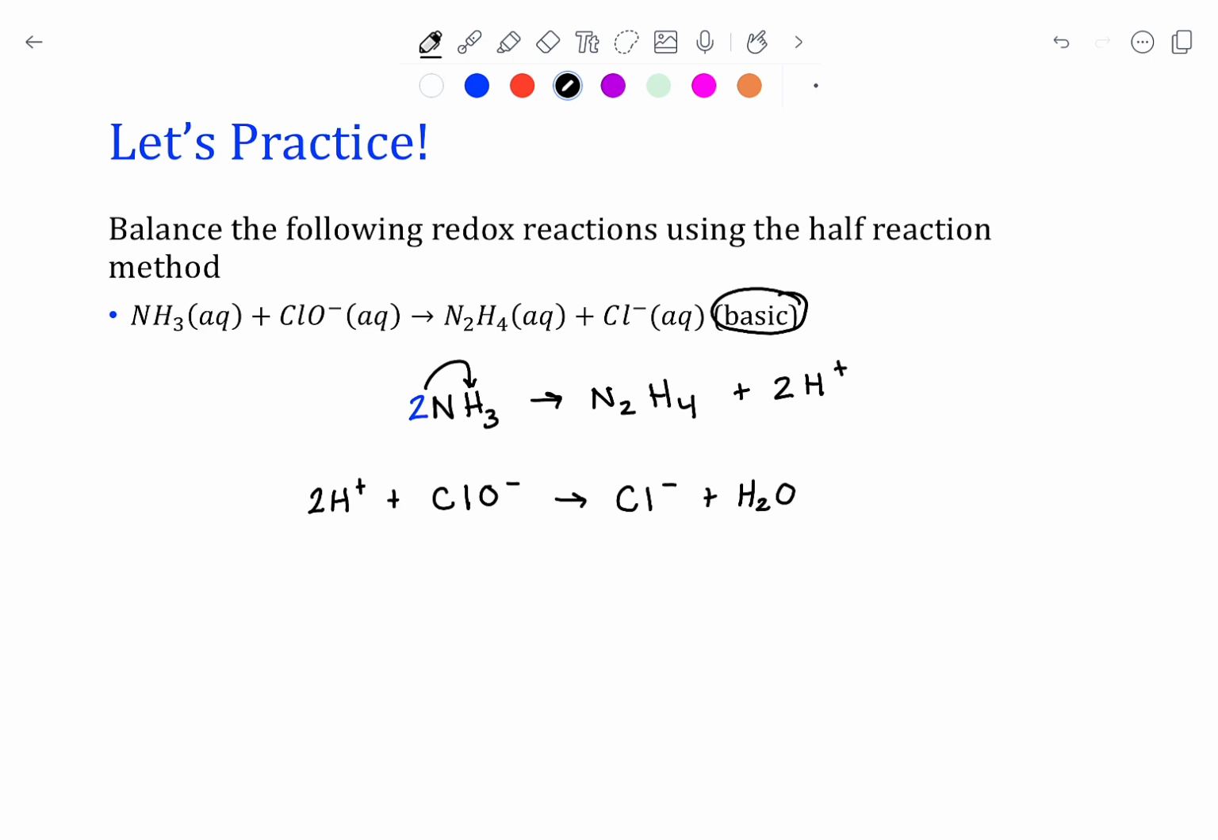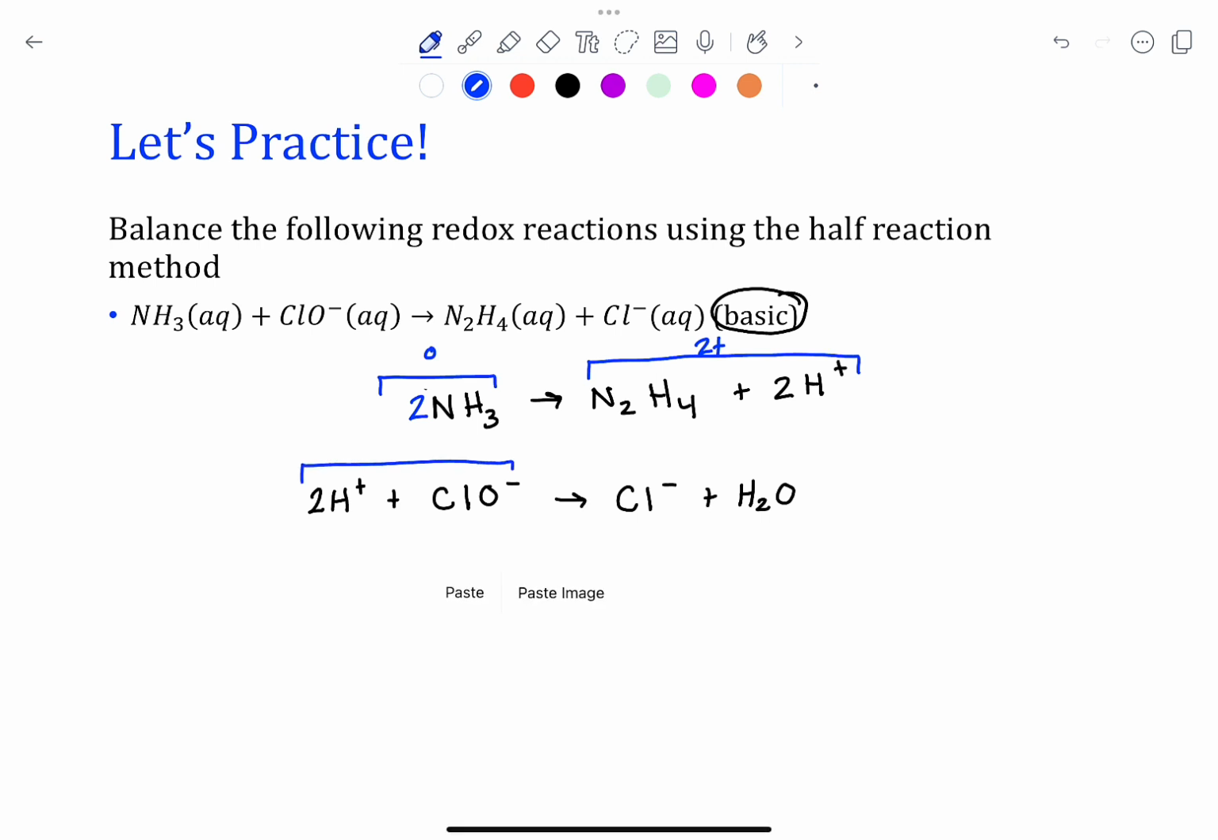And now we are completely balanced in terms of number of moles and molecules, so we can now look at charge. In our first one, we have a charge of 0 on our reactant side and a charge of 2+ on our product side. In our second reaction, we have a charge of 2+ and a minus is 1+ on our reactant side and 1 minus on our product side.